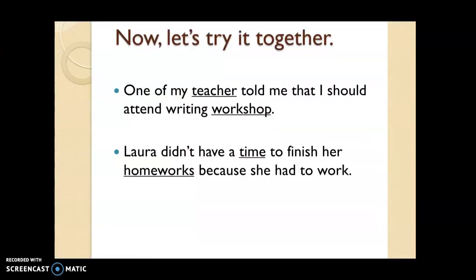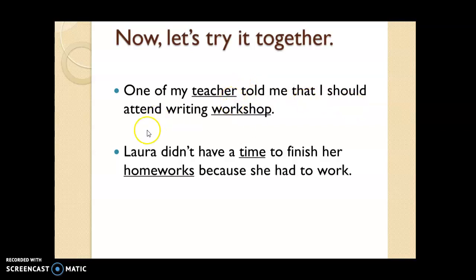Okay, let's analyze these nouns a little more. Here we have the word teacher, which is a countable noun. Should it be singular or plural? Here it is singular, but should it be plural? After one of, do we need a plural? Yes, we do. We always do. So we should add an S here.